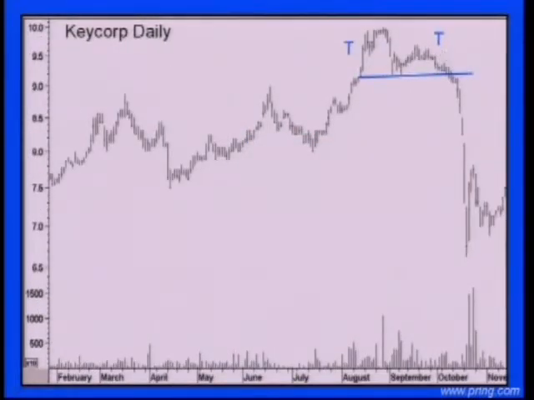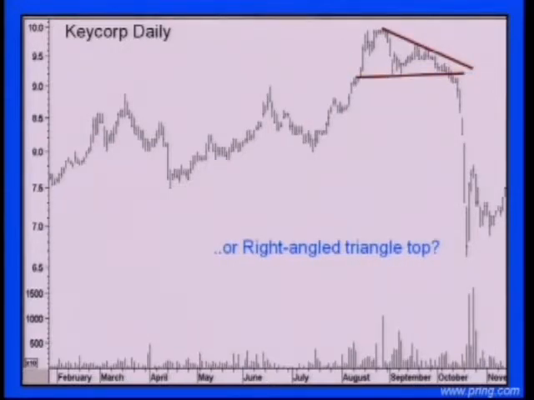Here's another double top. But then the question is, is it a double top? Certainly you've got one top separated by the other top, and the first has much higher volume than the second one. But is it a right-angled triangle? In my view, it doesn't really matter.